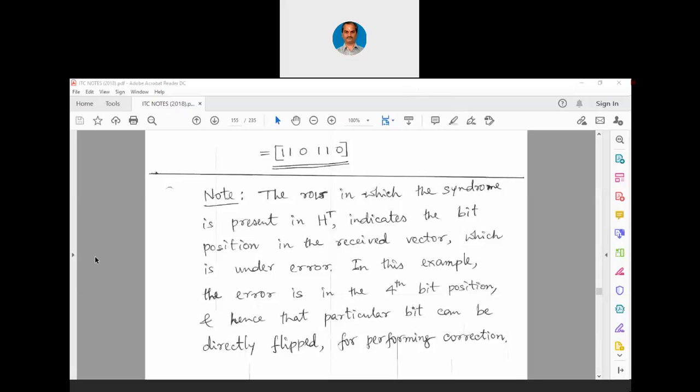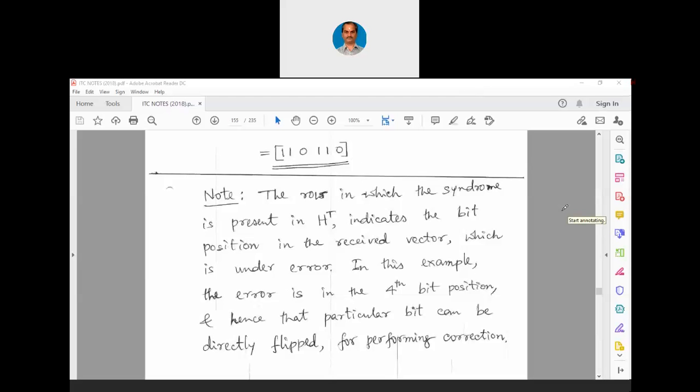And in the last class we had seen what is meant by generator matrix, what is meant by parity matrix, what is meant by Hamming matrix, also called as parity check matrix. I hope you recall whatever was discussed in the last class.